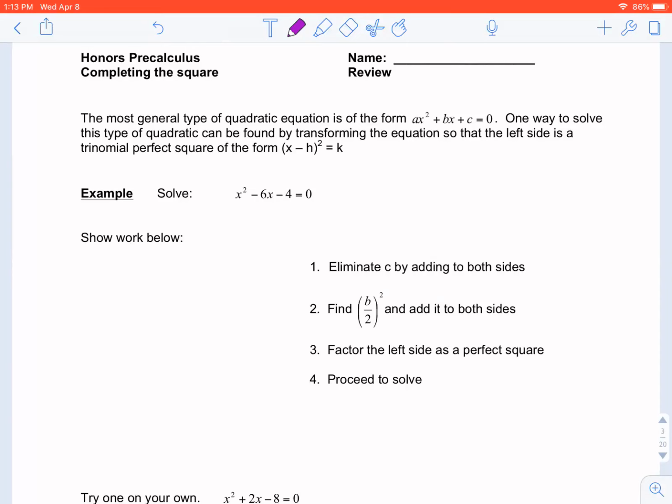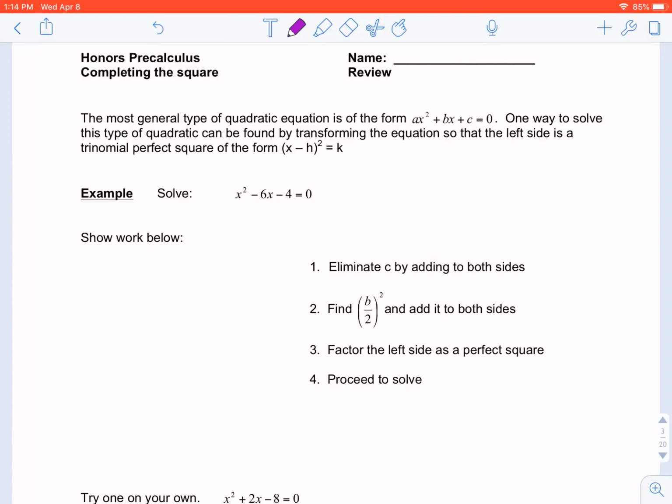So that information is kind of written down here for you, the most general type of a quadratic function being in that form. One way to solve this is by transforming the equation so the left side is a trinomial perfect square. So we can apply this to parabolas, but our goal through this chapter is to be looking at equations that are no longer functions, and we'll be transforming these equations into a specific pattern or a specific form so that we can then graph new types of equations. And the group or the title of this is called a conic, but we'll get to that later.